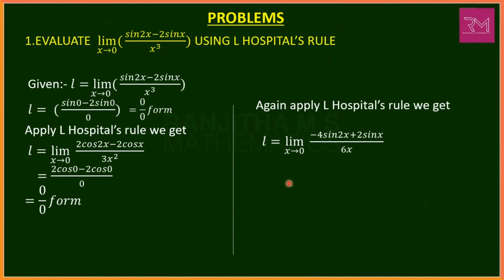After obtaining this value, we have to substitute x value as 0. Here we know that sin 0 value is 0. Hence we get the value of the form 0 by 0 here also. So we have to apply L'Hospital's rule again.